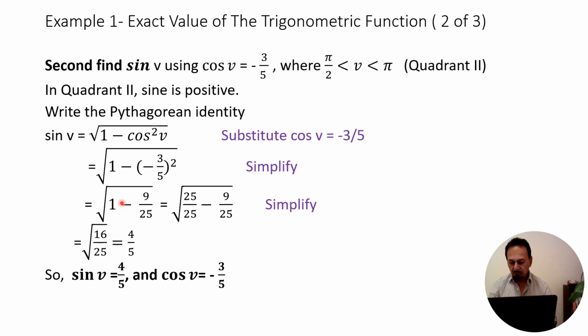So this becomes the square root of 1 minus the square of minus 3 over 5. So now we copy the square root of 1 minus; 3 squared is 9, 5 squared is 25. In order to subtract, we convert 1 into 25 over 25. Now we can subtract: 25 minus 9 is 16. So we have the square root of 16 over 25. Now the square root of 16 is 4 and the square root of 25 is 5. So knowing cosine v equal to minus 3/5, we found sine v equals 4 over 5.